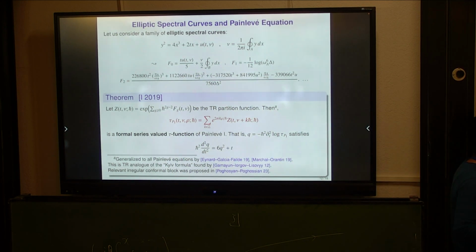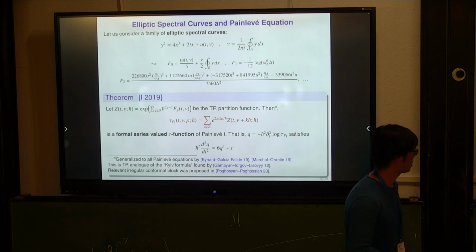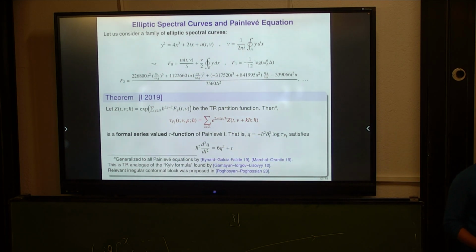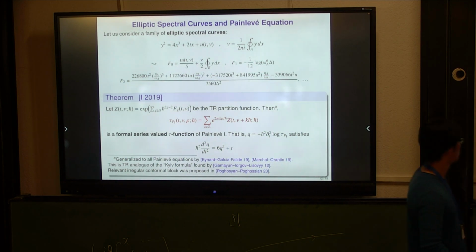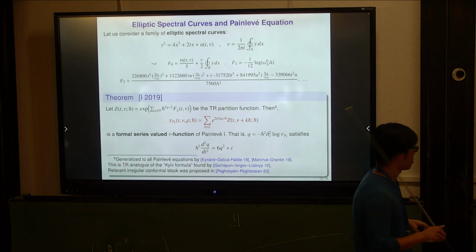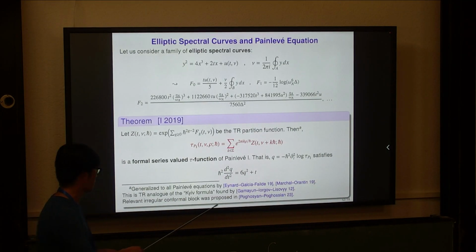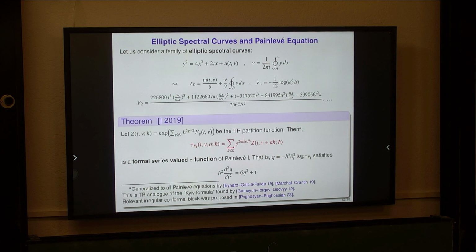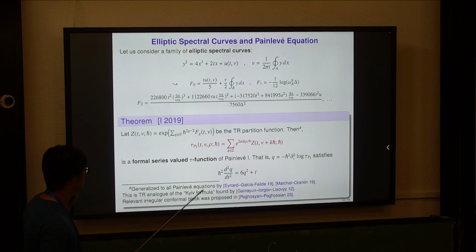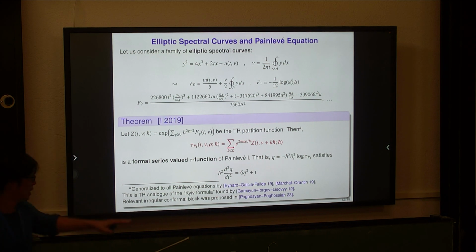This is some topological recursion analog of the formula of Gamayun, Iorgov and Lisovyy. They construct the tau function of the Painlevé VI equation by discrete Fourier transform of the conformal block. So this one should be related to the conformal block in that sense. But in the irregular situation, in the Painlevé I case, for example, the corresponding conformal block was not known until June, maybe. Very recently, Pogosyan proposed a conjecture for some irregular conformal block, which is related to this one, and checked that the series expansion agrees with the Painlevé asymptotic expansion.